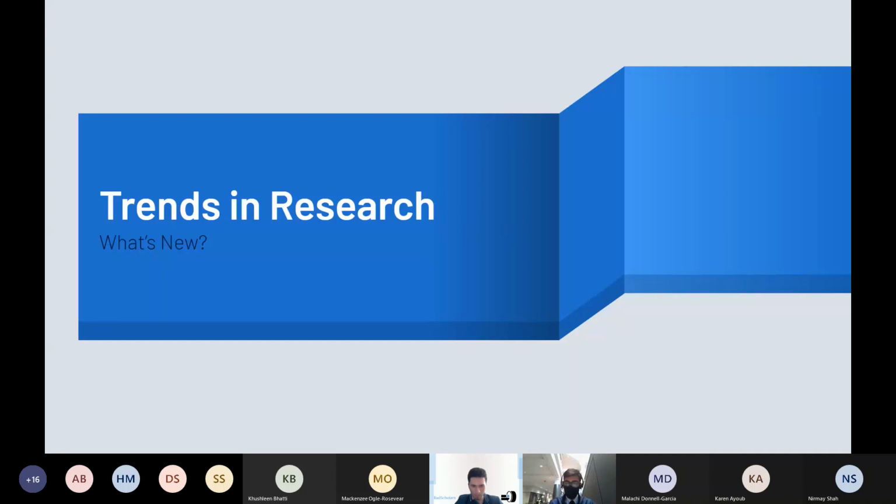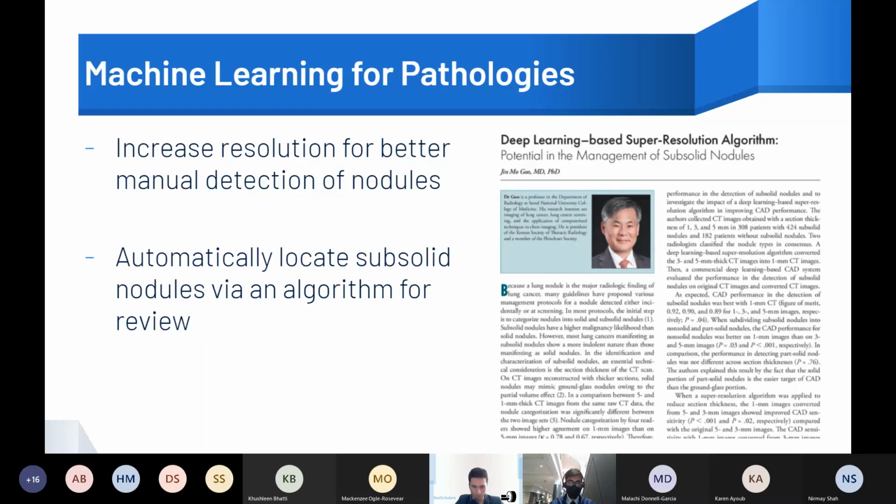Okay. So kind of our last section for today is trends in research. And I want to first talk about what's new in research. In radiology, we're getting a lot into machine learning for pathologies.